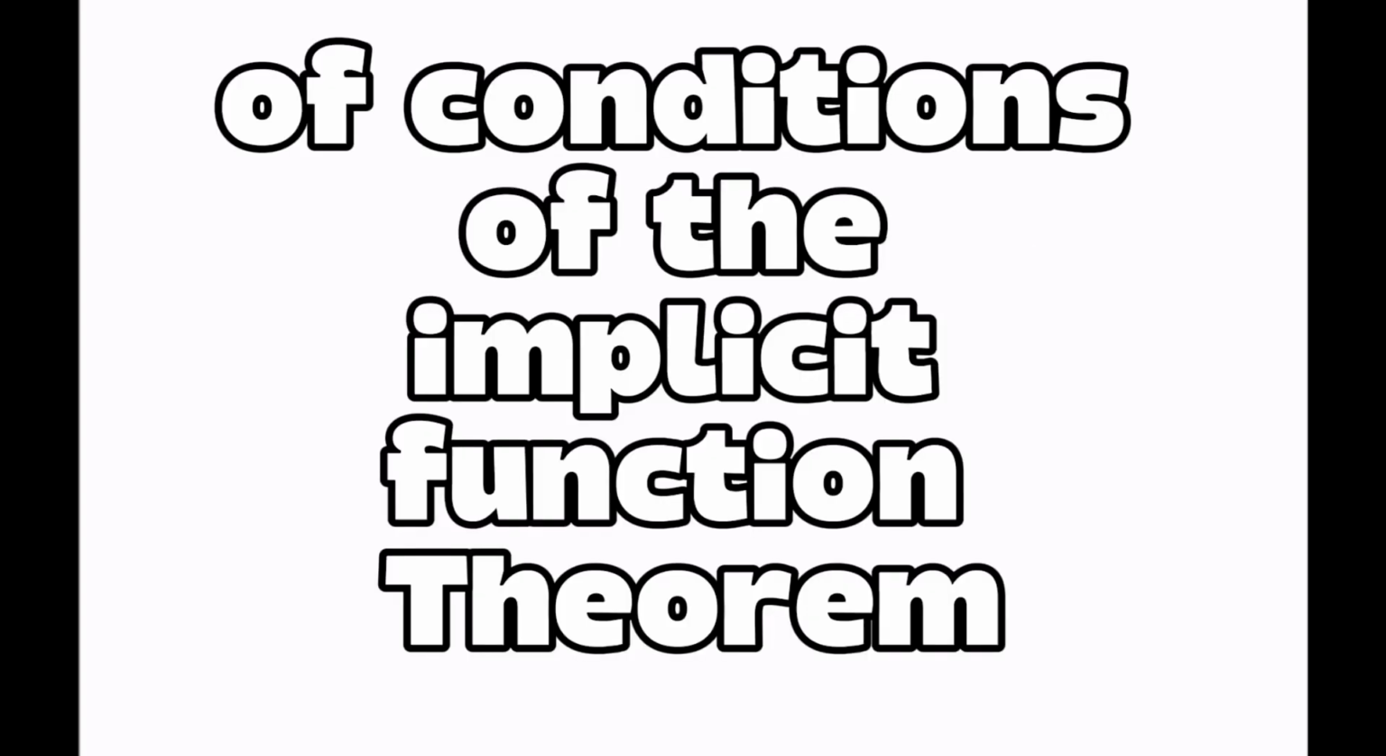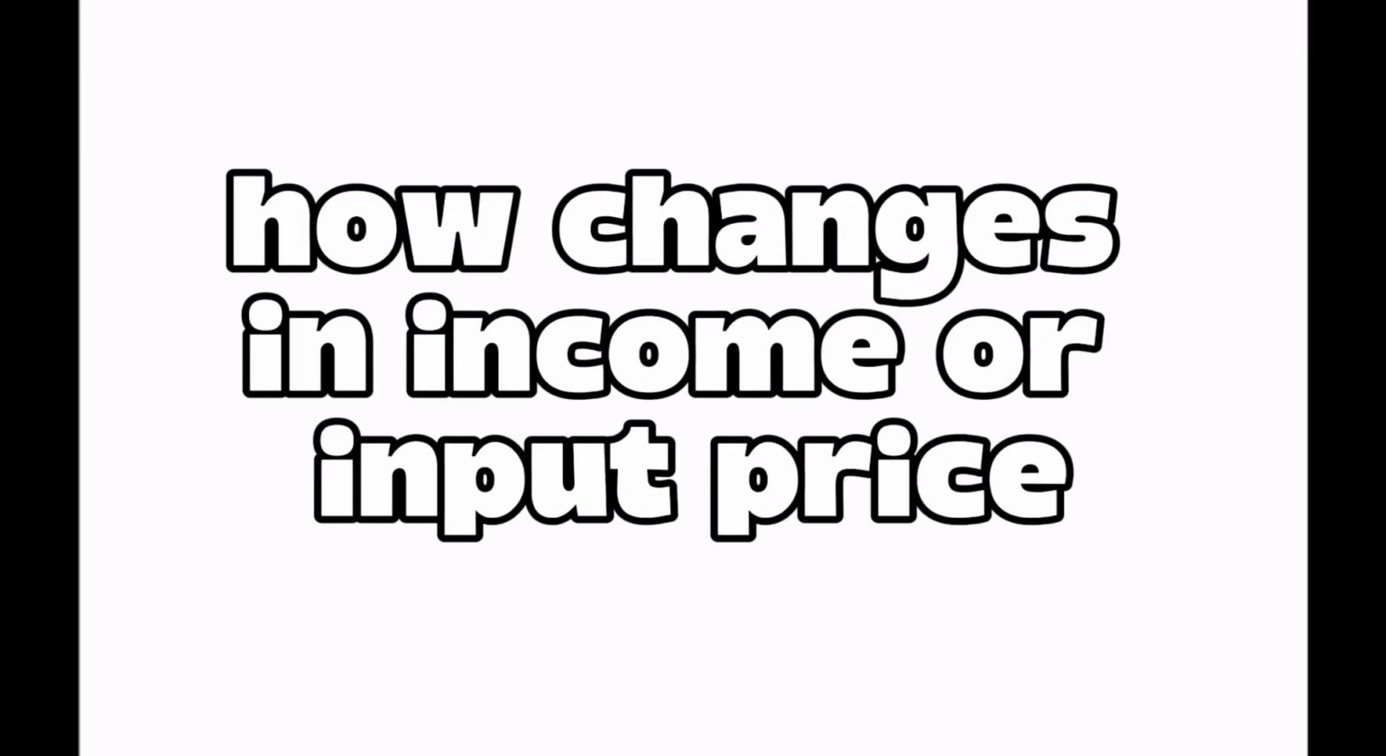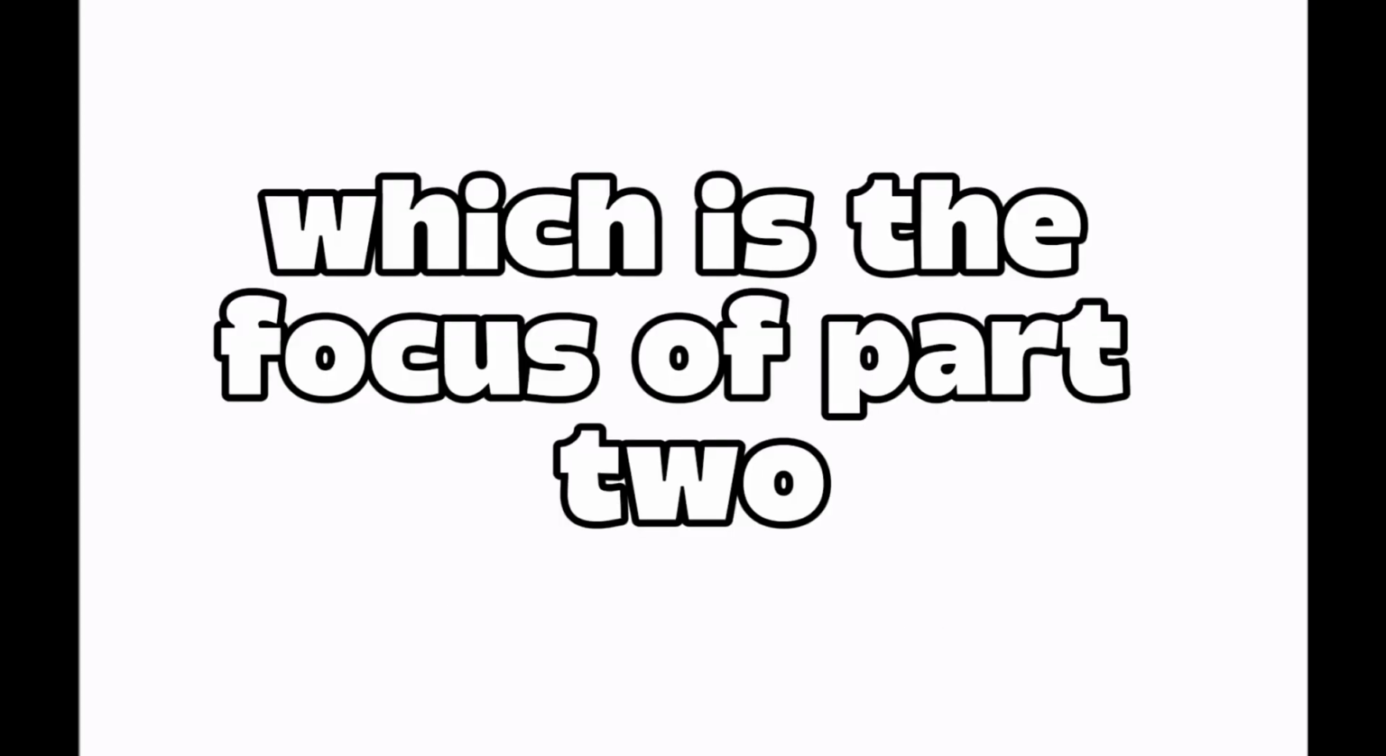So we know that both conditions of the implicit function theorem are satisfied. Therefore, we can proceed with comparative statics to analyze how changes in income or input price affect equilibrium price and quantity, which is the focus of part 2.